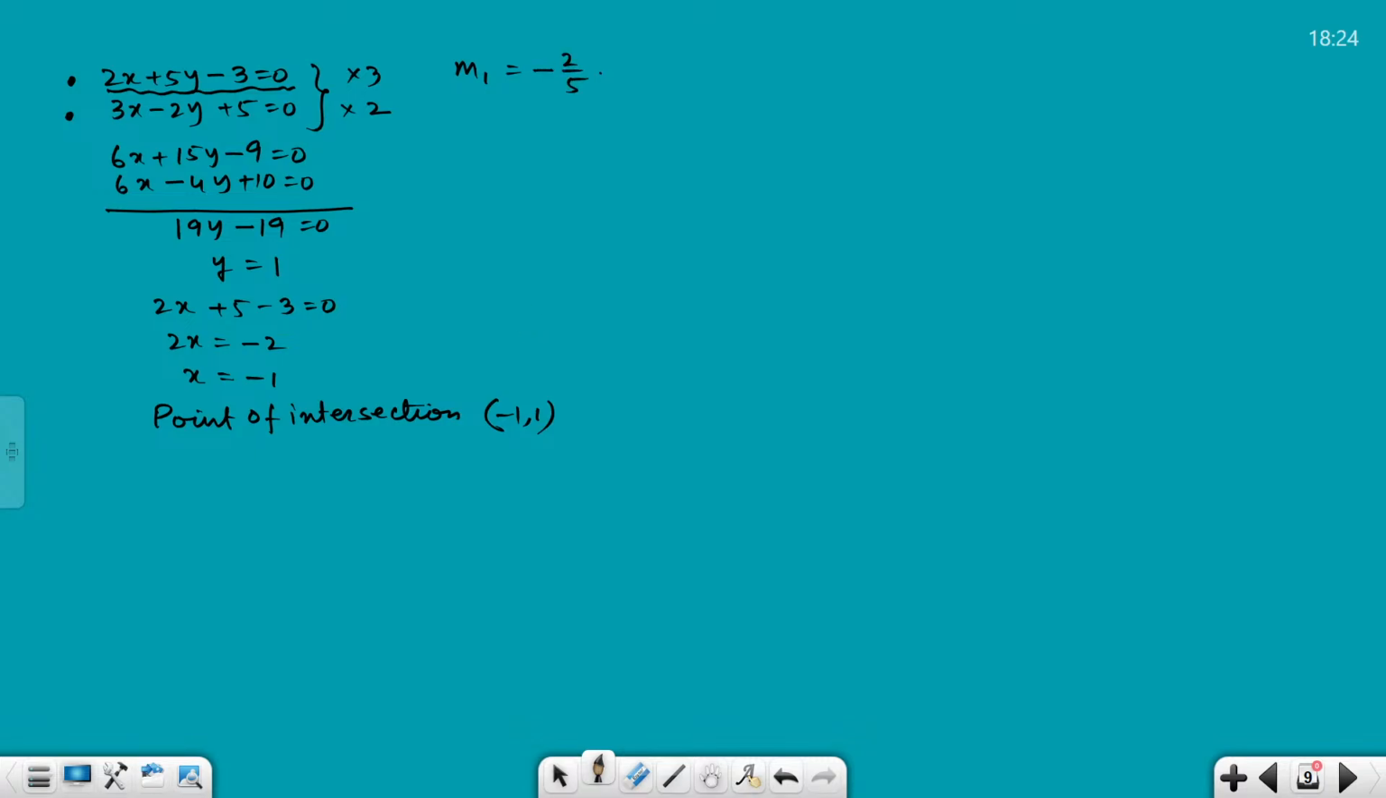-2/5. And from this one, your slope is 3/2. Okay. So what is the angle between them? It is |(m1 - m2) / (1 + m1 m2)|. Correct? So you are having basically -2/5 plus 3/2.